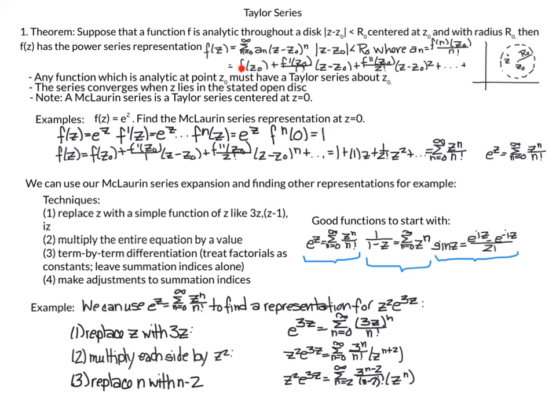f of z naught is equal to 1. Then we have our first derivative of f at z naught over n factorial, and this is n equals 1, so that's 1, z minus z naught raised to the first power. So that will give us our z. Here we have our f double prime at z naught, which is also just 1 over 2 factorial, z minus z naught, and this is just z squared. And so we found the pattern that this is equal to the summation n equals 0 to infinity z to the n over n factorial. So this was our formula, our power series representation of e to the z.